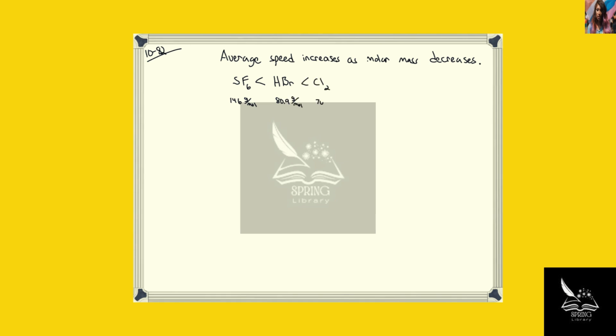The average velocity of a molecule at a particular temperature is going to increase as molar mass decreases. So we can put these in order of increasing average speed or velocity by simply putting them in order of decreasing molar mass: SF6, then HBr, Cl2, then H2S, and then CO. The one that has the smallest molar mass will have the greatest average velocity.